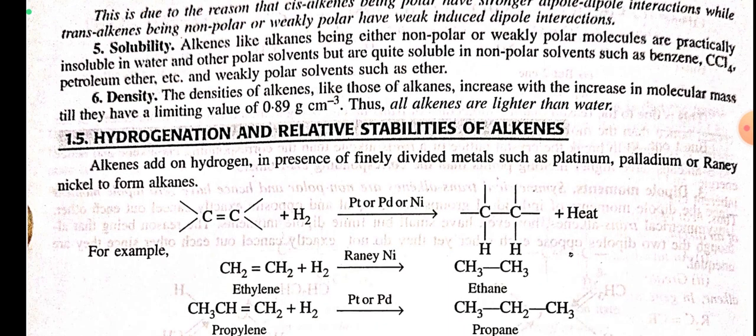Density. The density of alkenes, like those of alkanes, increases with increase in molecular mass till they reach a limiting value of 0.839 gram per centimeter cube. Thus, all the alkenes are lighter than water.